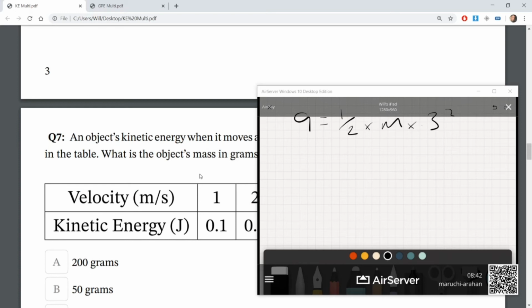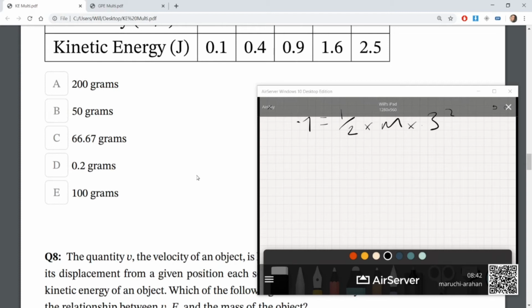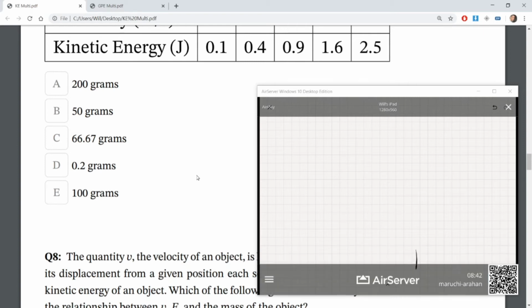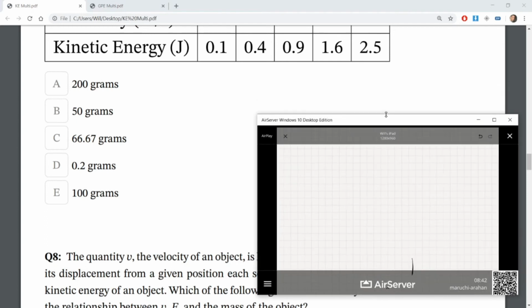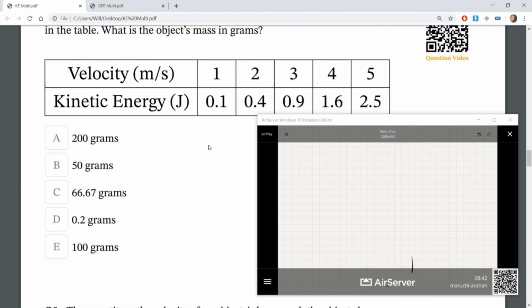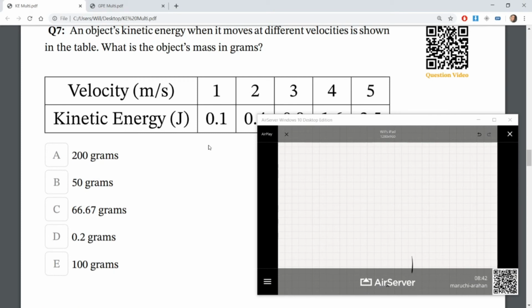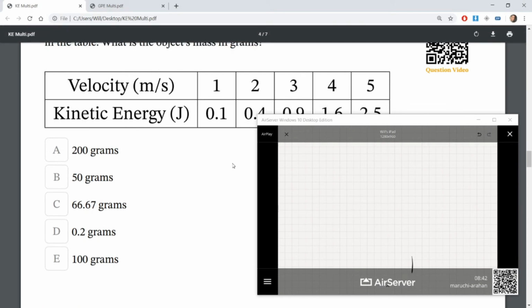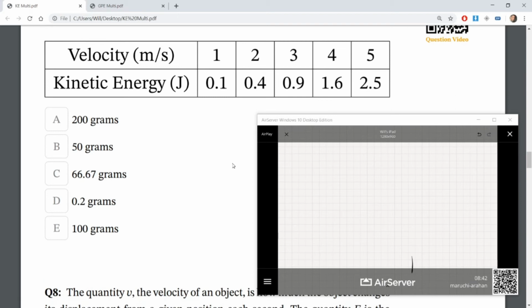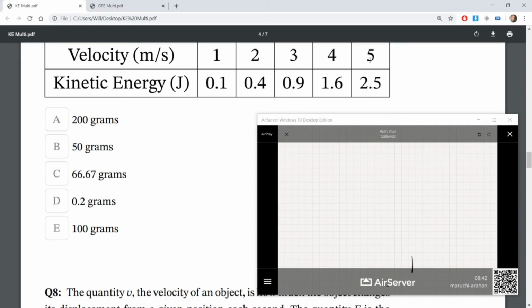We've got almost like an information overload on this one, but what you can do is use it to check that what you're doing is correct. So we start off with the object's kinetic energy as it moves at different velocities. What is the object's mass in grams? Now the object's mass isn't going to change, so if you take pairs of information from this table, you should get the same answer every single time.